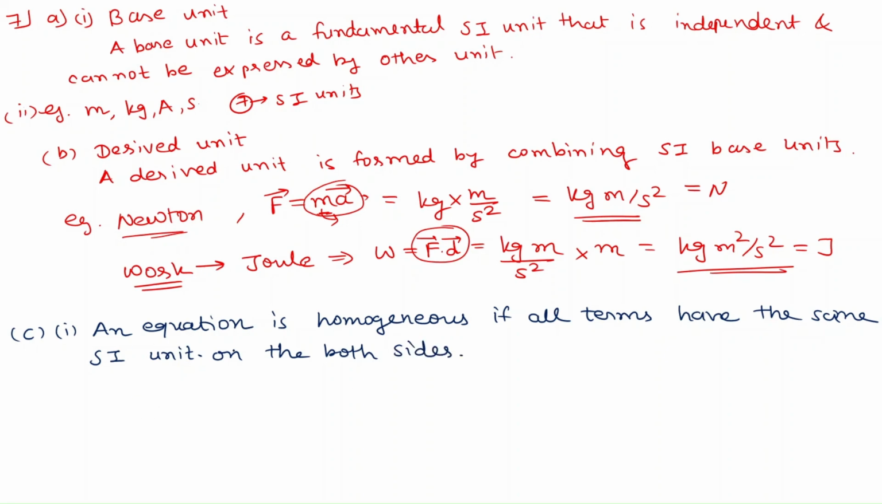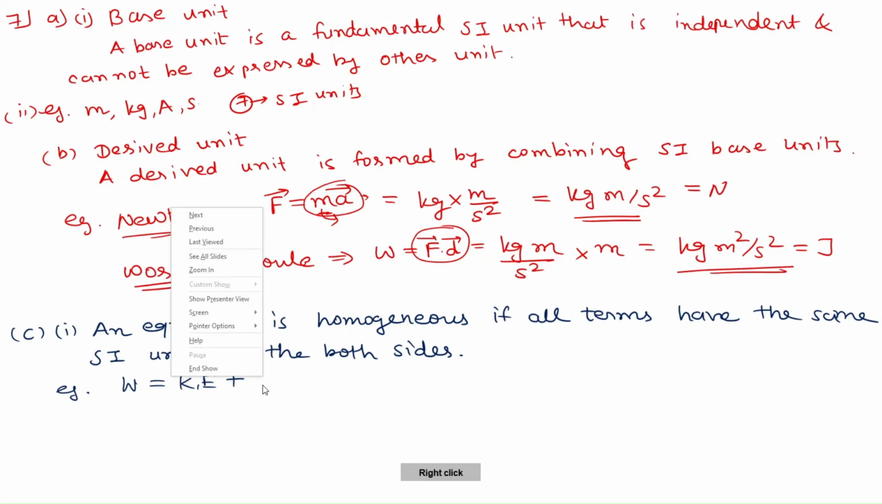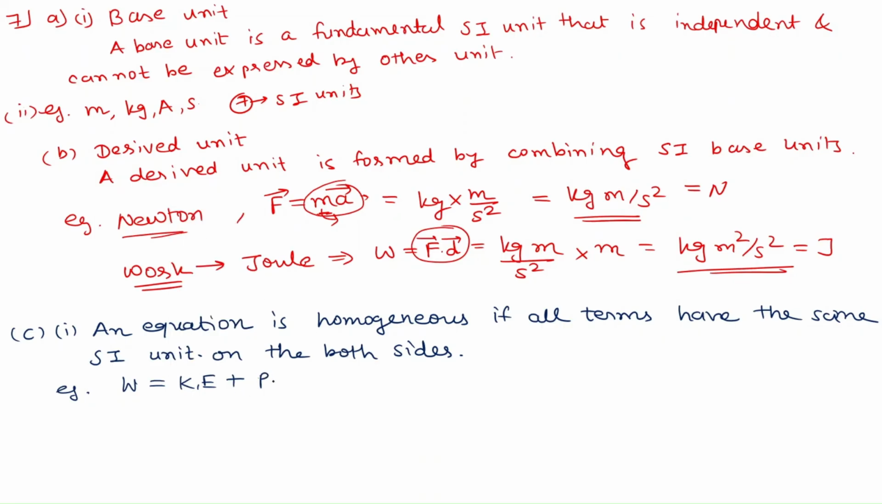An equation is homogeneous if all terms have the same units on both sides. We take the example: work is equal to kinetic energy plus potential energy. In my previous video, we saw step by step why we call this a homogeneous equation.